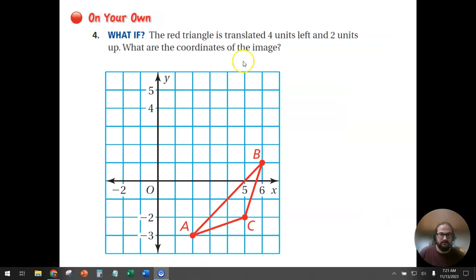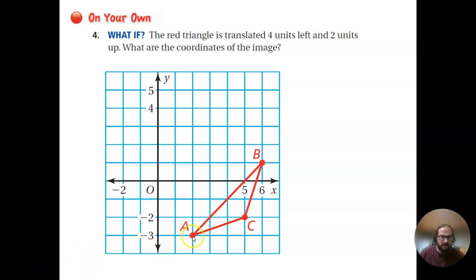Now try this one. If this red triangle is translated 4 units left and 2 units up, what are the coordinates of the image? Well, to find out, we need to take each vertex, go 4 units left and 2 units up to find the new vertex. So here's A.